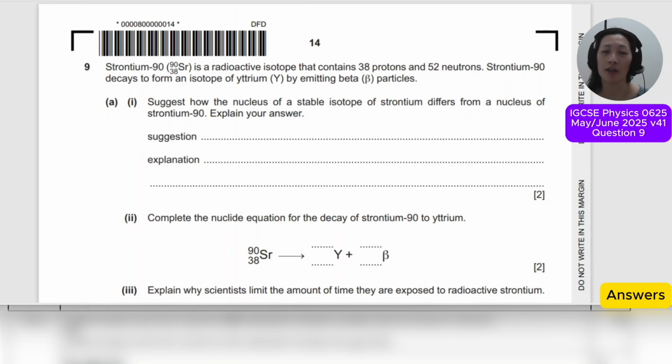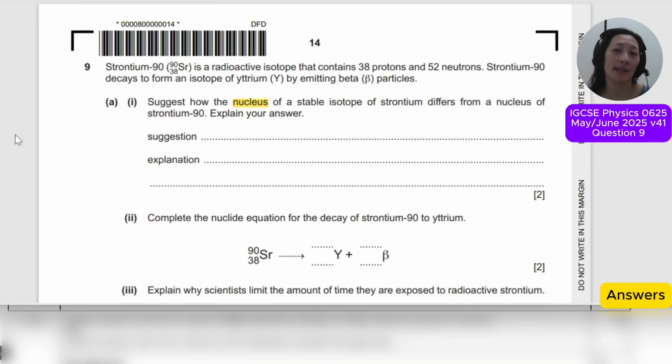Question 9. Strontium-90 is a radioactive isotope that contains 38 protons and 52 neutrons. Strontium-90 decays to form an isotope of yttrium by emitting beta particles. A1. Suggest how the nucleus of a stable isotope of strontium differs from a nucleus of strontium-90. Explain your answer. So the question is very specific. They want you to suggest how the nucleus of the isotopes are different.